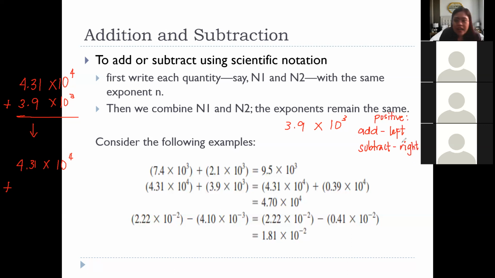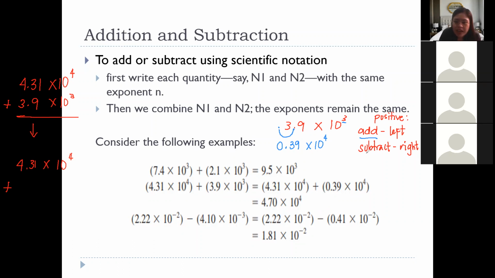So again, balikan nato, our goal is make this as 4. Kailangan mahimo nato na siya 4. So mag-add man ta og 1 kay para mahimo siya 4. So our movement now is to the left. We will move this here. So this becomes now 0.39, or we can add 0 here, times 10 raised to the power of 4. That's how we make them similar or the same na exponent.